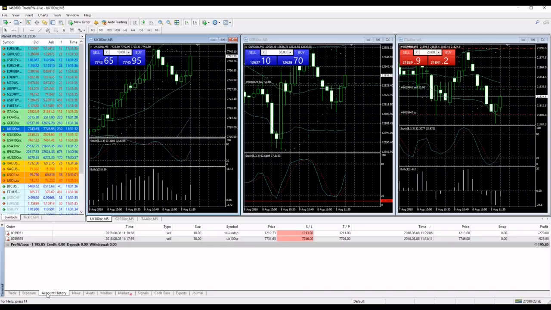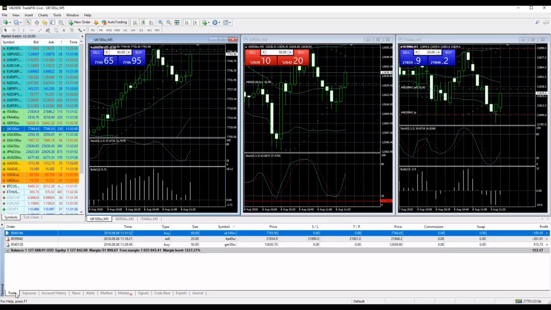Now, let me see. Okay, I will go now, guys. Now I will go with 50 lots. Now I will go with 60 lots. I will buy UK 100. I just bought UK 100 with 60 lots. I'm making $500 on.